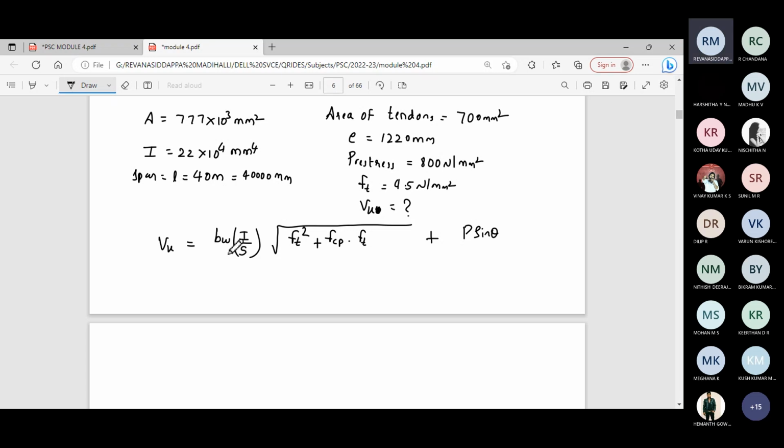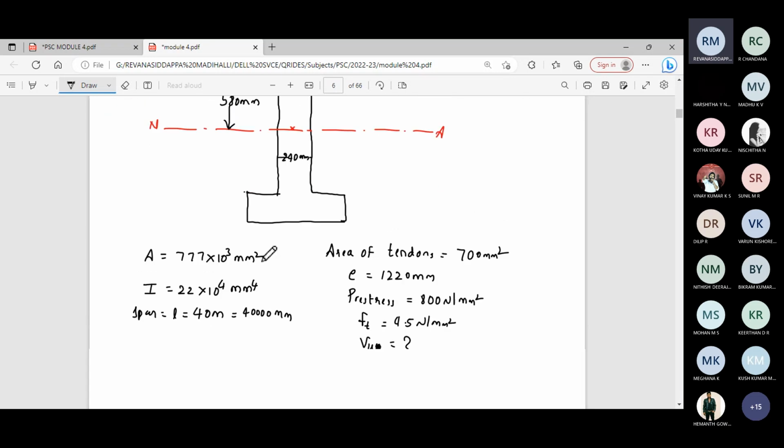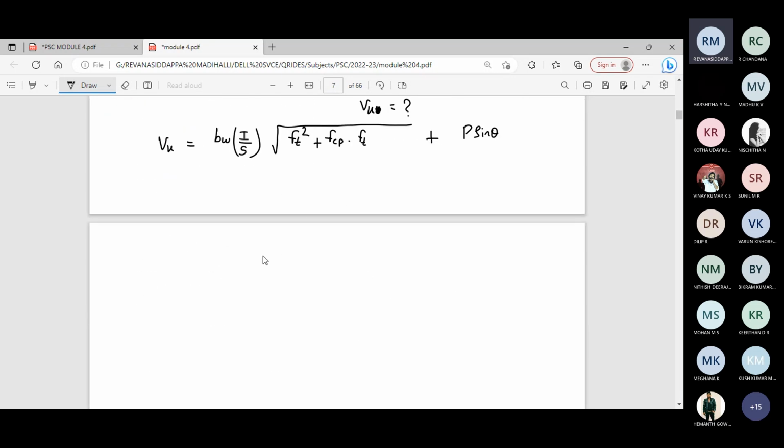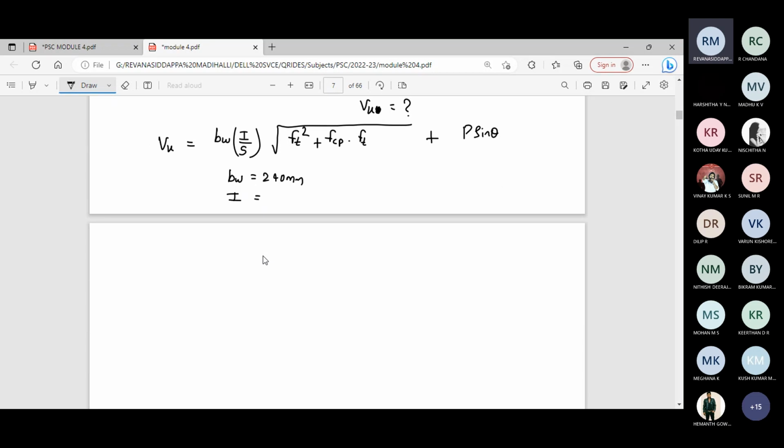Now we'll calculate one by one. Bw means width of web. It is given as 240 mm. Bw is equal to 240 mm. It is given in the problem. Then what else is required? Moment of inertia I is also given in the problem. How much is it given? 22 into 10 power 9 mm to the power of 4.